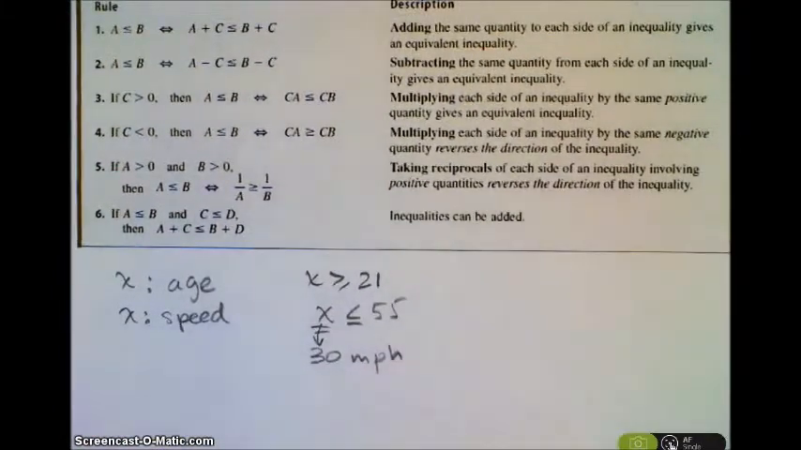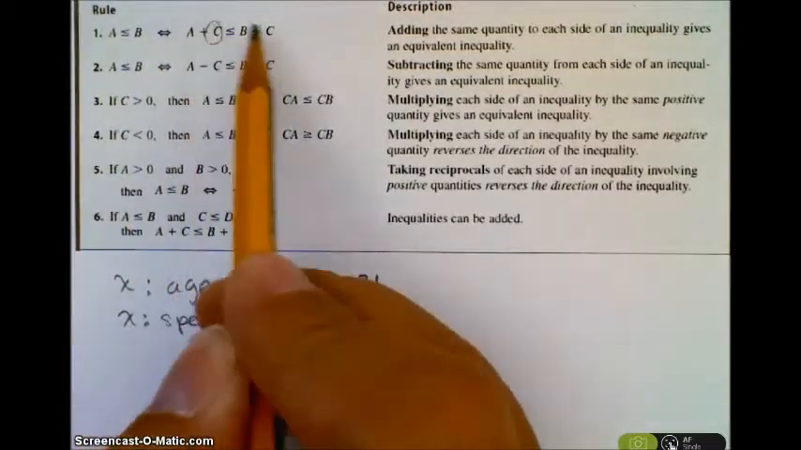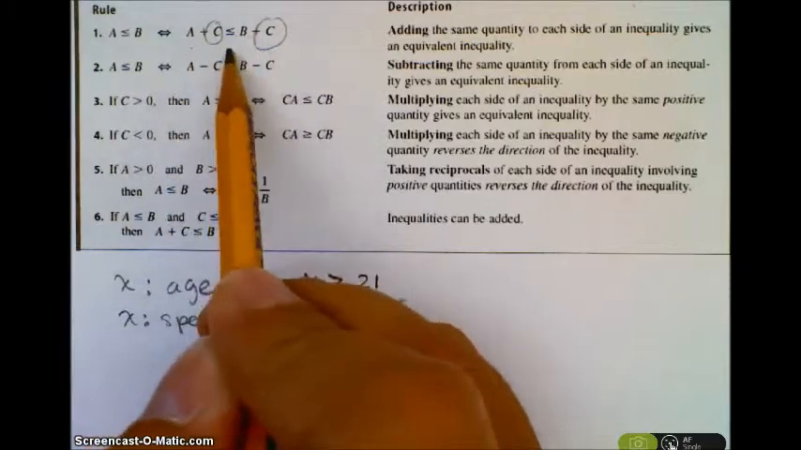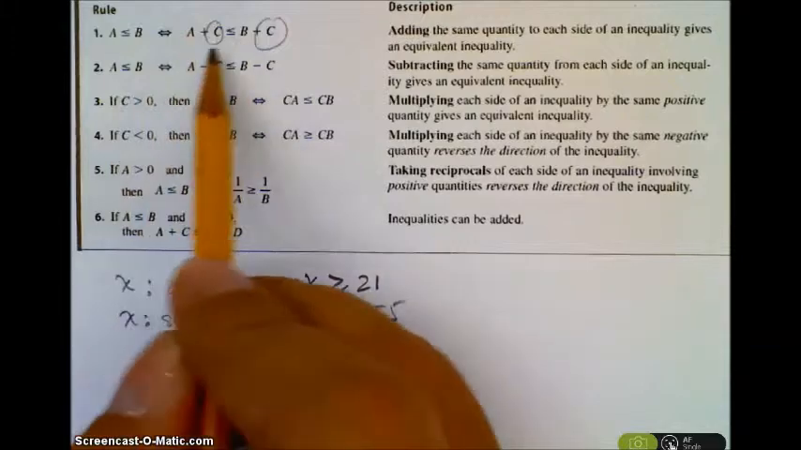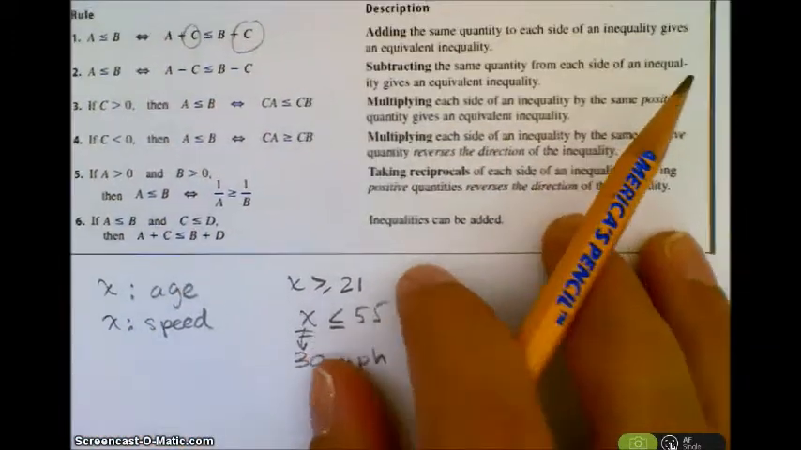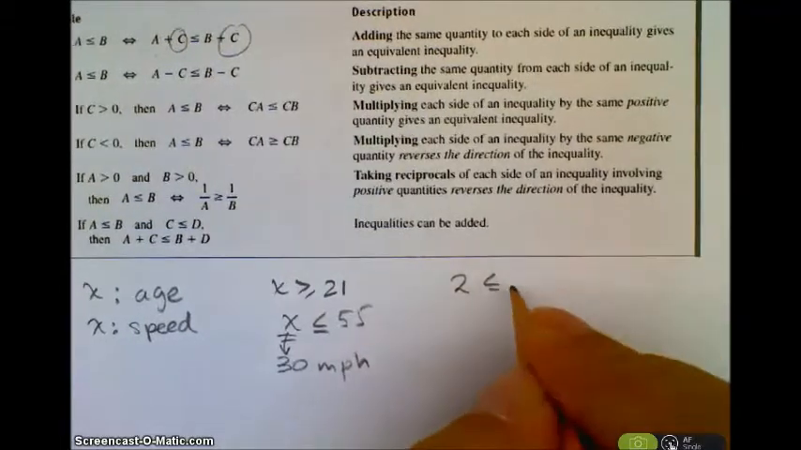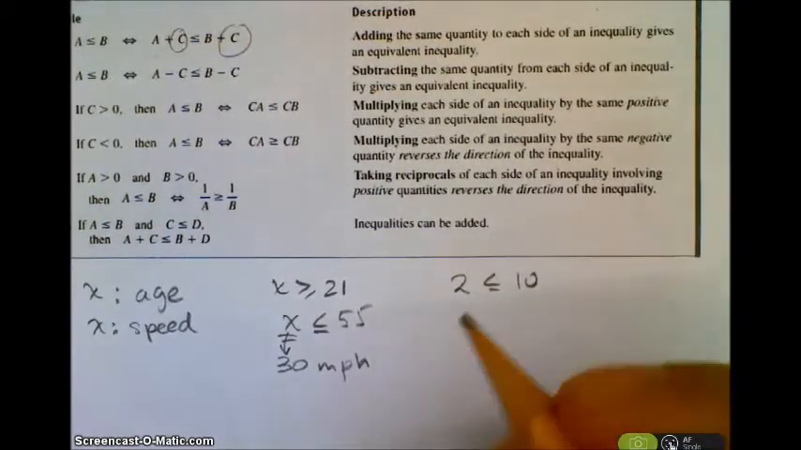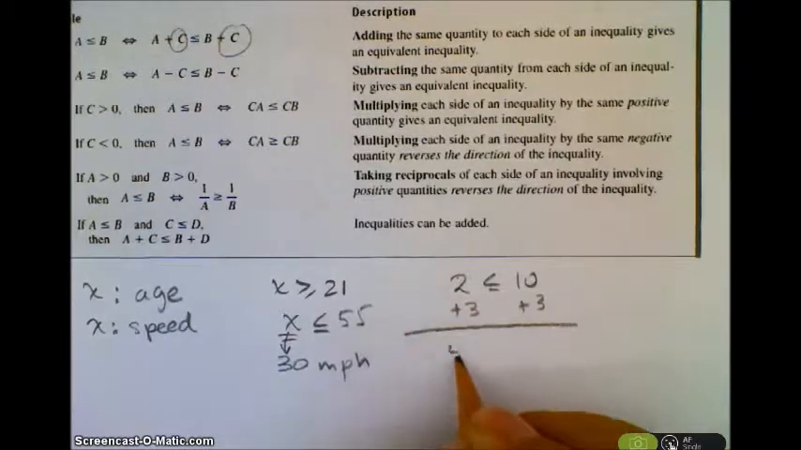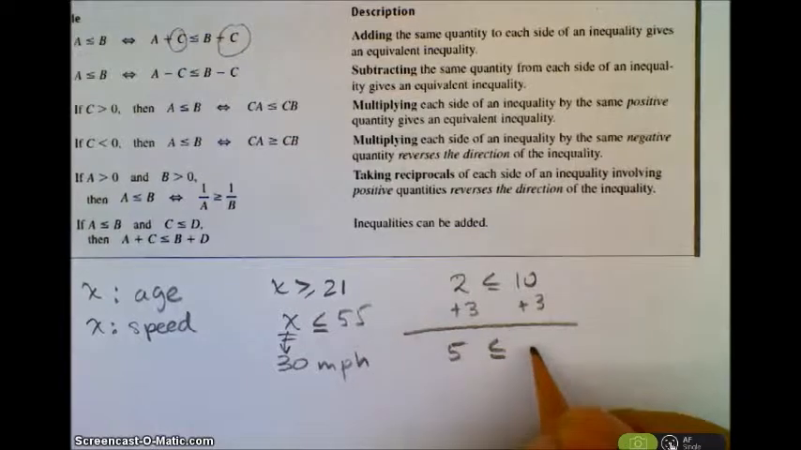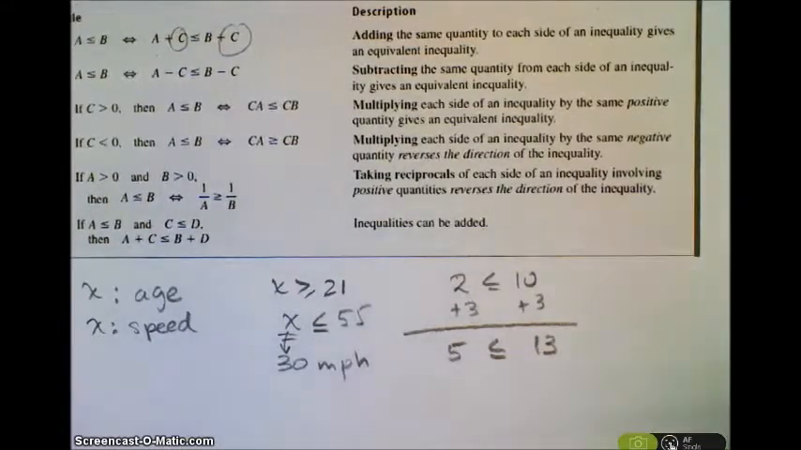So let's learn some properties. Whenever we're solving inequalities, we can add the same amount to the left and to the right of the inequality, and that would preserve the direction of the inequality. For example, if I know that the number 2 is less than or equal to the number 10, and I decide to add 3 on both sides, then the result on the left and on the right will still be true. 5 is less than or equal to 13.